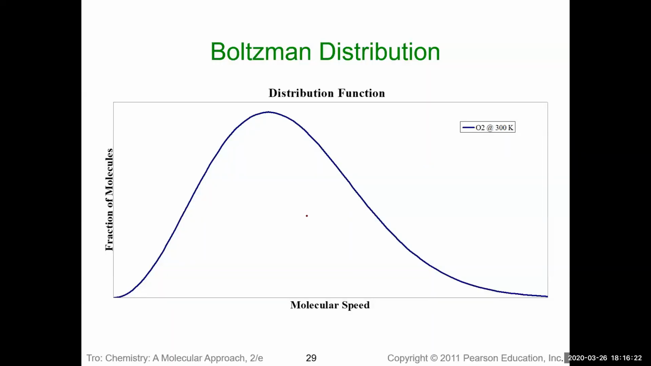So this is what we call a Boltzmann distribution. This is just oxygen, and the temperature is 300 K. Not every oxygen molecule moves at the same speed. If we took our average, this would be the average. And this is how you would calculate the average using that formula, which we will not actually have to do.